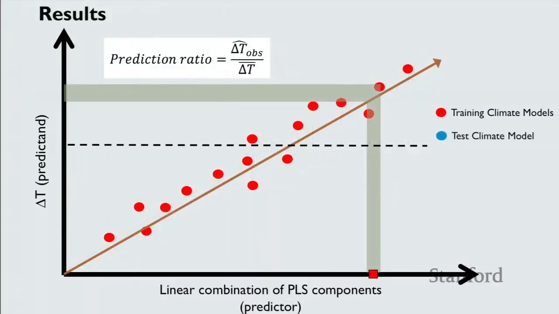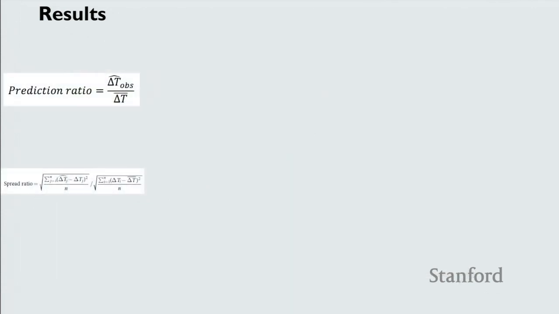And then the other part of the results is the prediction ratio, which is just the ratio between the observationally informed prediction of future warming and what the model mean would tell you. So if that's above one, that means that observations along with the statistical relationship together are giving you a prediction of global warming that's larger than what the multi-model mean would tell you it would be. Okay, so I'm going to show you results, prediction ratio and spread ratio.